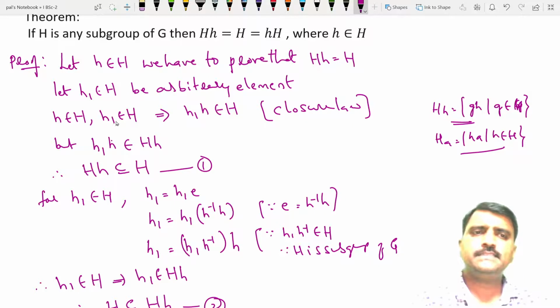So now h1 is in H, h2 is in H, then h1 into h is in H because of the closure property. Actually, all the elements that come in the format h1 into h are in H. If h2 is in H, then h2 into h will be in H. Like that, h1 h is an element of HH, but here we proved that h1 h is an element of H. So that means this right coset HH is a subset of or equal to H.